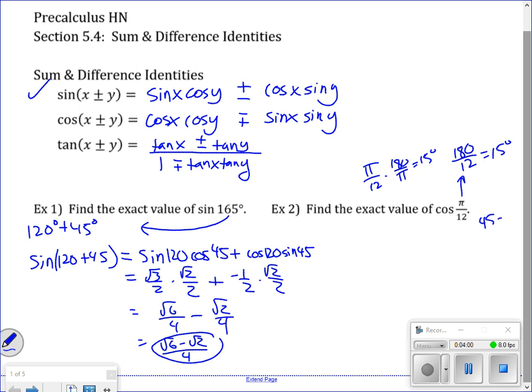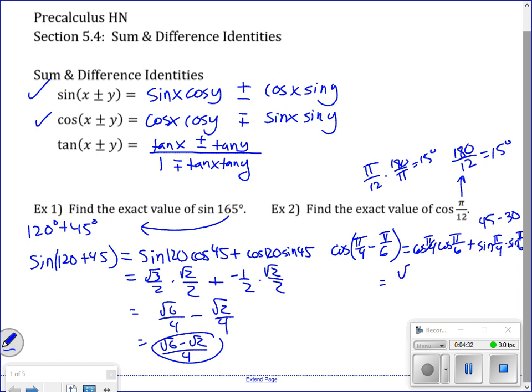So 45 minus 30. I'm going to put it in radian form just because it was given to me that way. So cosine 45 is pi over 4, minus 30 is pi over 6. All right, so I'm doing the cosine of pi over 4 times the cosine of pi over 6. And with the cosine rule, if it's a subtraction, I'm going to put addition in between. Then I do the sine of pi over 4 times the sine of pi over 6. All right, and then we just do those.